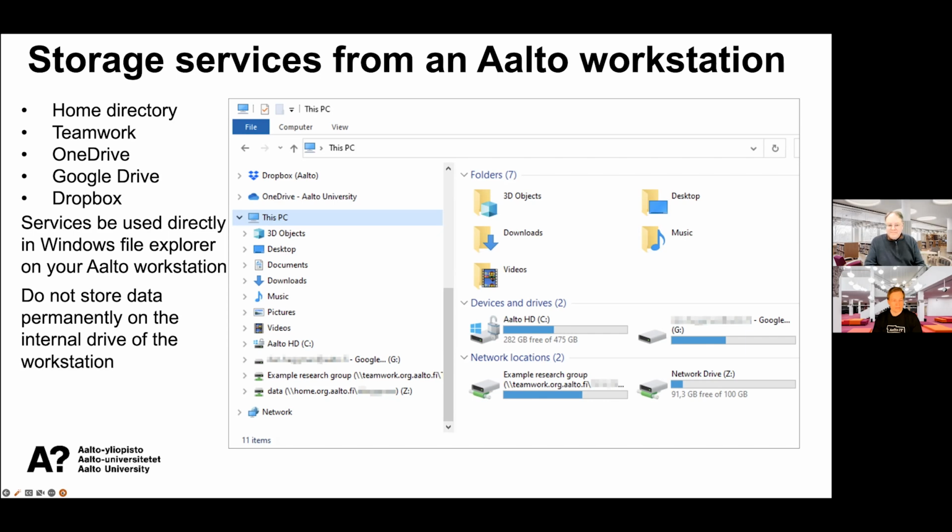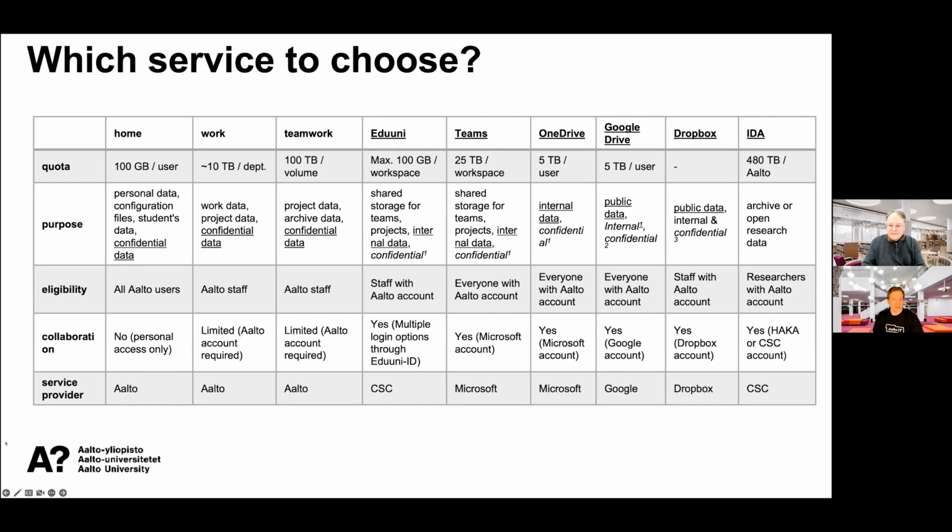Okay, and then to wrap up, we have an example of a table of different storage services available at Aalto University. And then we are left with the question: of all that we have discovered so far, what should you actually use with your research project? And there are many things that you can think about. For example, starting with the capacity, how much space do you need?